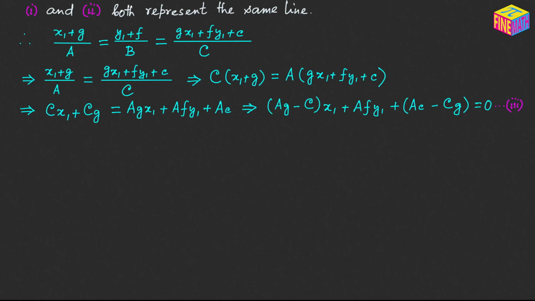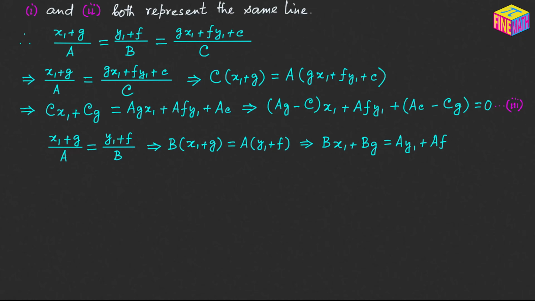To come up with another equation, I am going to take the first two ratios, which looks like this, and then we are going to cross multiply. It would look like this, and then we are going to remove the parenthesis, and then we are going to rearrange the terms. Our equation would look like this, and let's call it equation number 4.